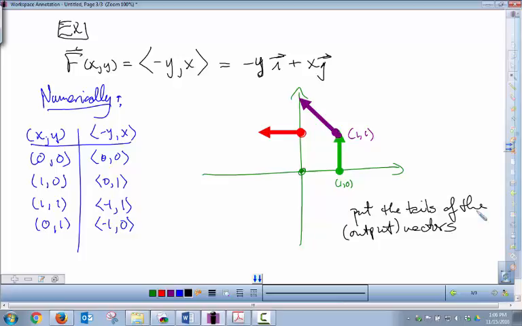So we're going to pick up the vector in standard position. They'd be at the origin. We're going to pick them up and put the tails of the vectors on the points that were their input.